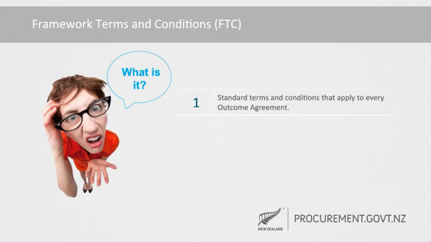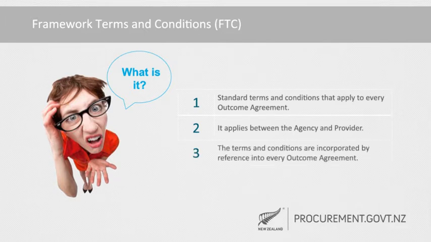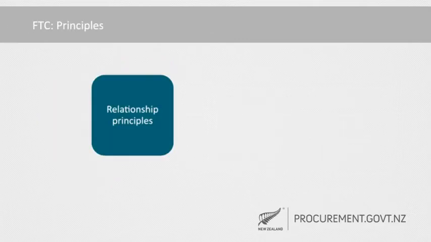The framework terms and conditions are the standard terms and conditions that are incorporated by reference into all outcome agreements. Together, these framework terms and conditions and the outcome agreement form a contract between the agency and a provider for the services described in each outcome agreement. It's important to understand the framework terms and conditions, as they are the backbone of the contractual relationship between agencies and providers. So, what do they say?